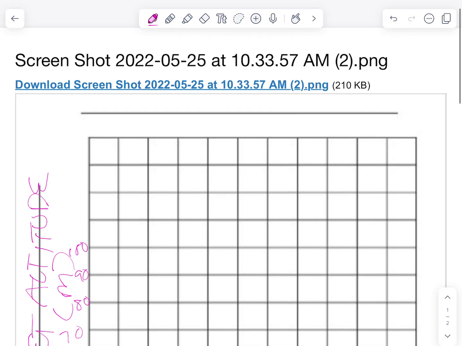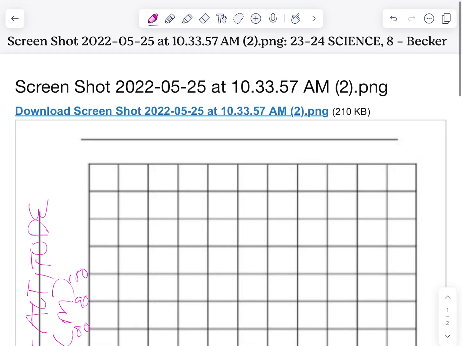Now, don't forget to put a little title here, and the title is going to be Rocket Class Average Altitudes. Okay, there you go. You can copy this and put it where your graphs are located on Canvas, or excuse me, on your Google Doc.